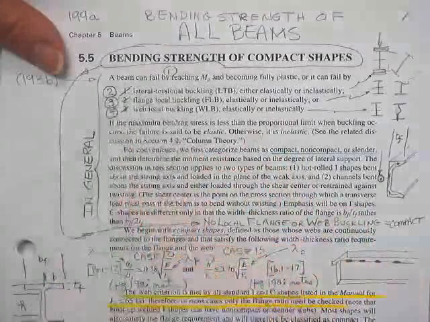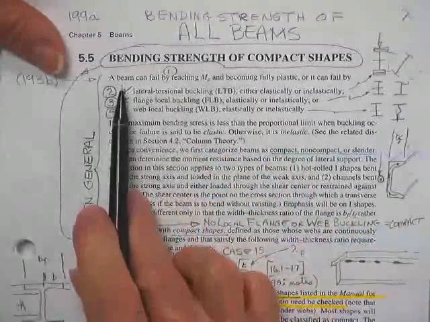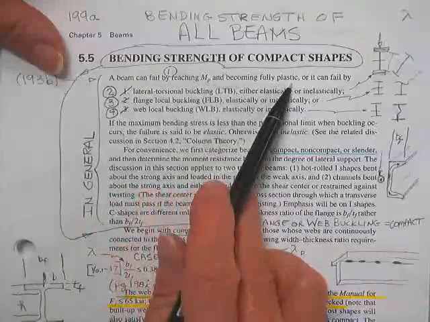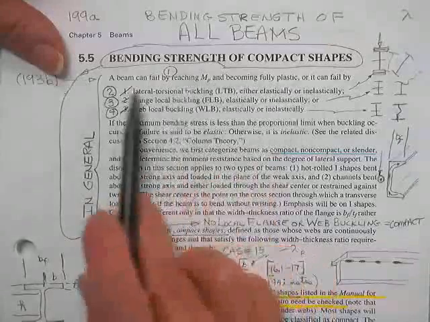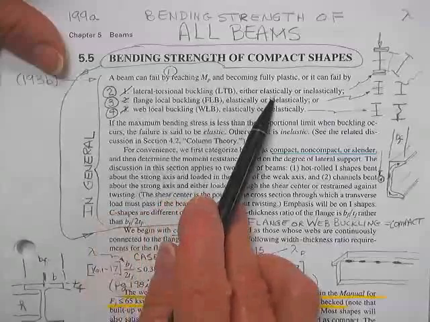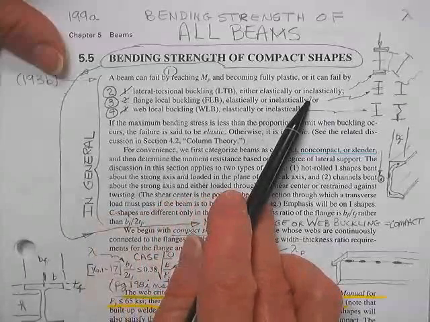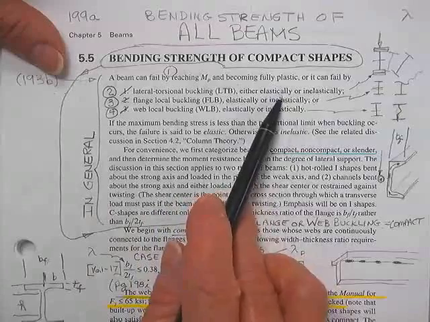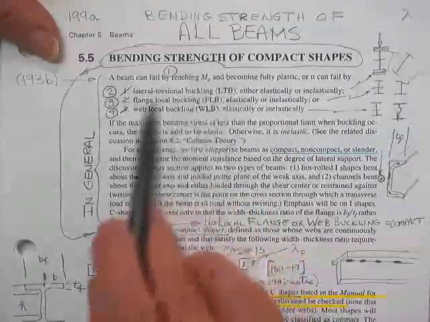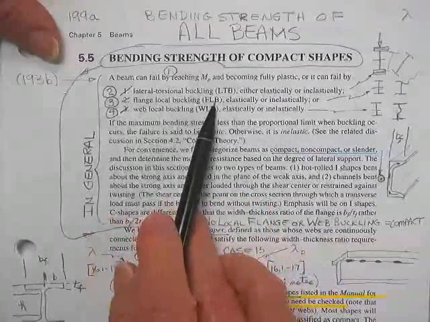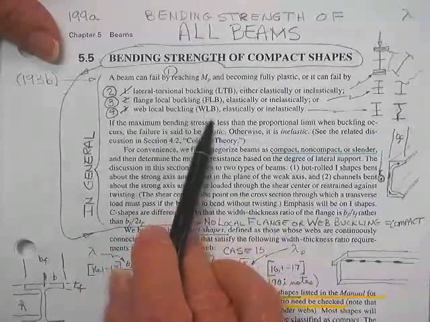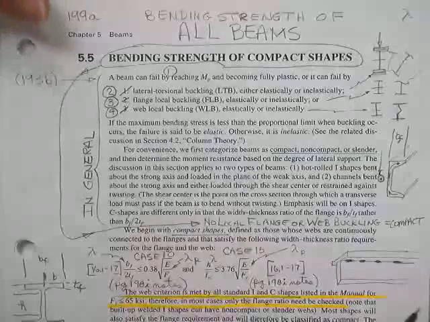There's four ways a beam can fail. A beam can fail first by reaching its plastic moment and becoming fully plastic, or it can fail by lateral torsional buckling, either elastically or inelastically. We'll have those different equations available to us. Or the flange can buckle locally, or the web can buckle locally. So there's four things that you have to check.